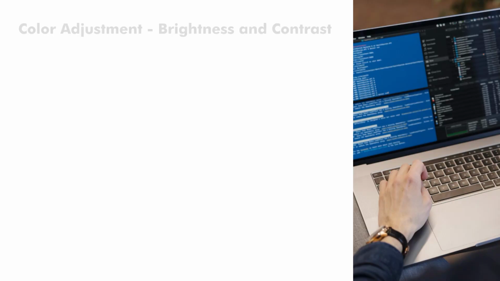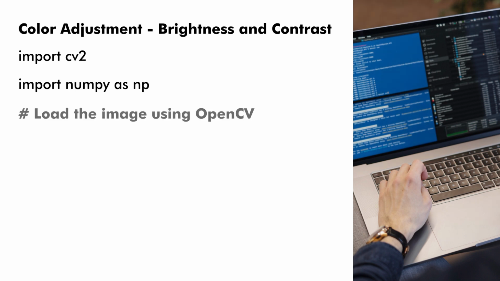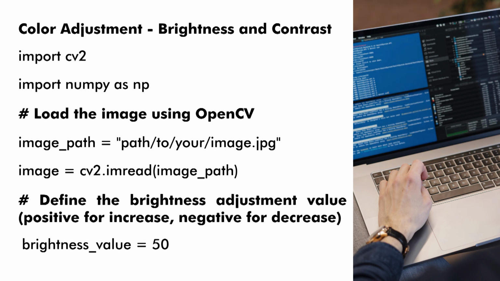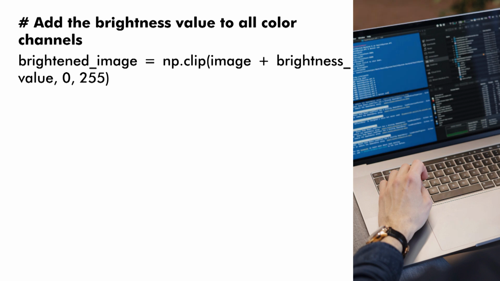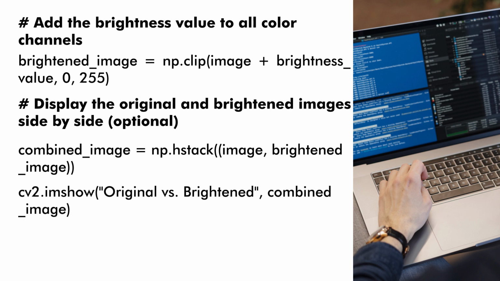So, a Python code example is here for brightness adjustment. Try to implement that code on your system. First of all, you have to import the libraries, that is numpy as np, then load the image using OpenCV, then define the brightness adjustment value, then add the brightness value to all color channels, that is RGB, and if you have grayscale then you can change it according to your image type, then display the original and brightness-adjusted images side by side, that is optional.